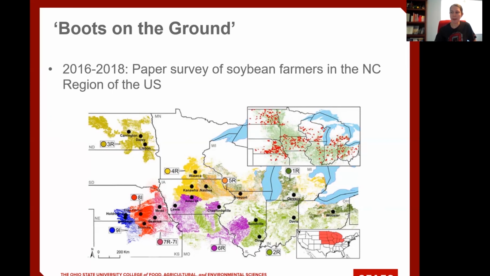These fields were then placed into a growing environment, shown by the colored map here. So, for example, Northern Ohio is mostly this dark green color. We call this Region 1, which is a similar growing environment to Western Michigan here. The rest of Ohio was mostly Region 2, which is this light green color, which includes central, southern Ohio, and then into Indiana.